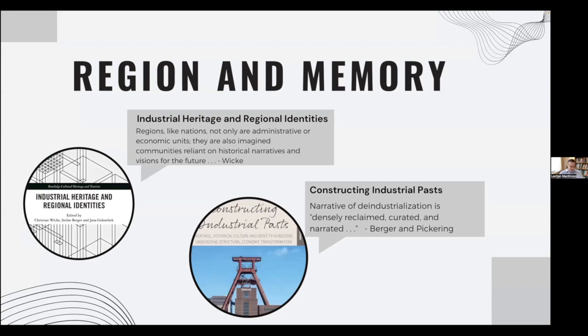And we've seen other contributions in this area too. Stefan Berger and Paul Pickering's piece, where they write about regions of heavy industry, also using that idea of imagined communities that contribute to the historical memory of industry and deindustrialization in a variety of ways, talking, of course, about the Ruhr, where a convergence of factors has resulted in state-supported historical narratives of deindustrialization that are, they say, quote, densely reclaimed, curated, and narrated, an approach that places the region's industrial past within the domain of official national historical narratives.